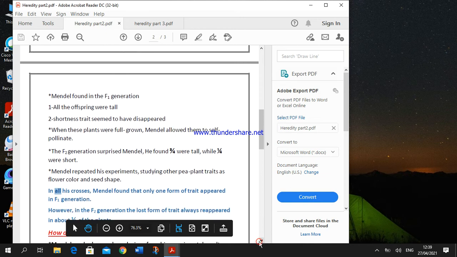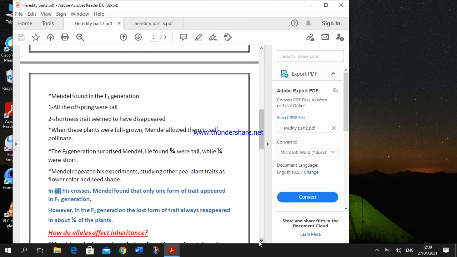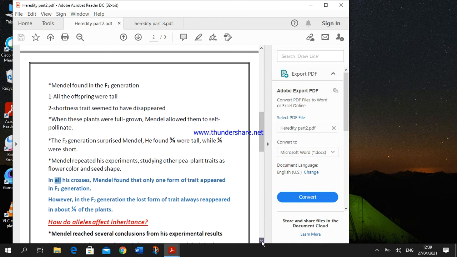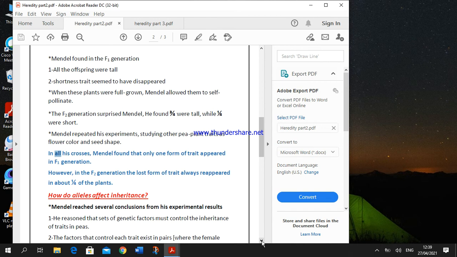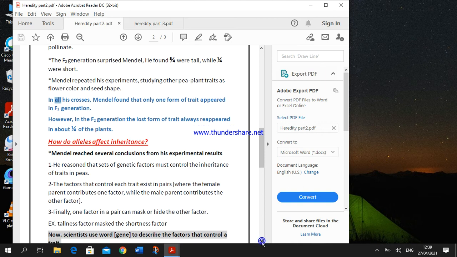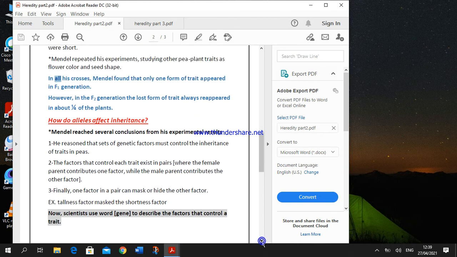Mendel repeated his experiments more times by studying other pea plant traits such as flower color and seed shape. In all his crosses, Mendel found that only one form of the trait appeared in the first generation. However, in the second generation, the lost form of the trait always reappeared in about 1/4 of the plants. Mendel reached several conclusions from his experimental results.